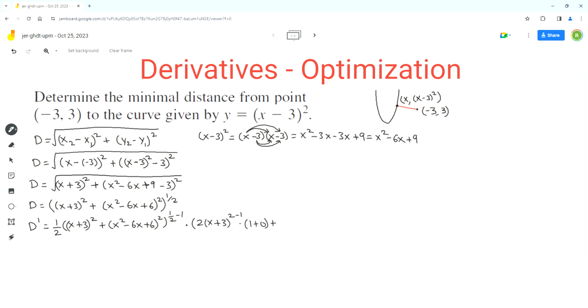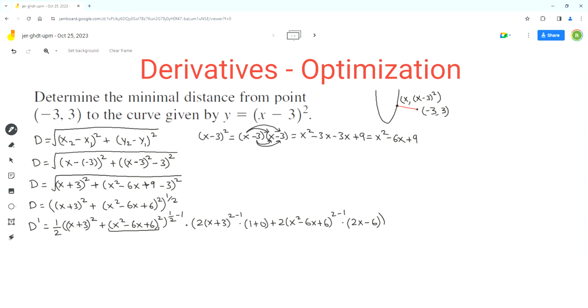Now again we'll have to use the chain rule for this second term. So we'll start with the derivative of the outer function: 2 times (x squared - 6x + 6) to the power 2 minus 1, times the derivative of the inner function, which is x squared minus 6x plus 6. So the derivative will be 2x minus 6.